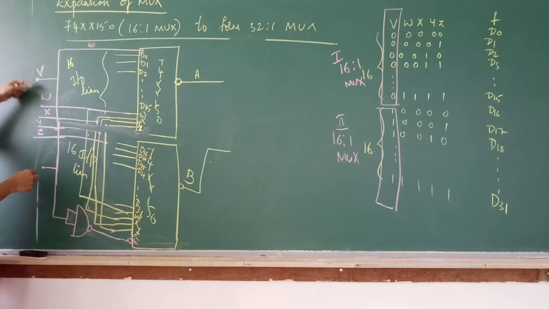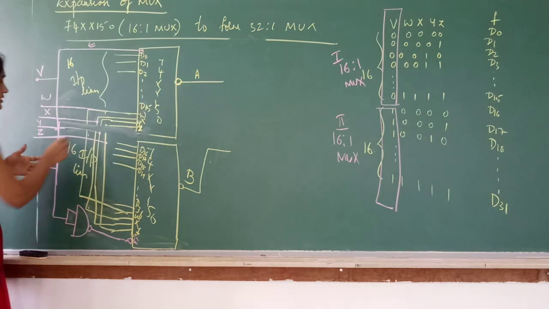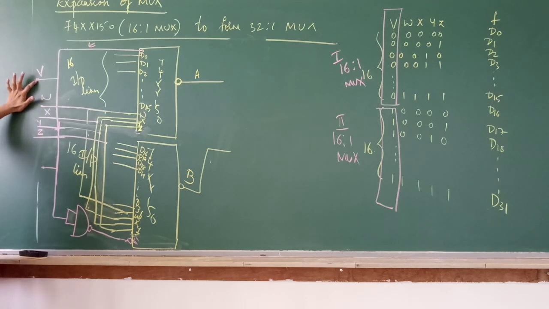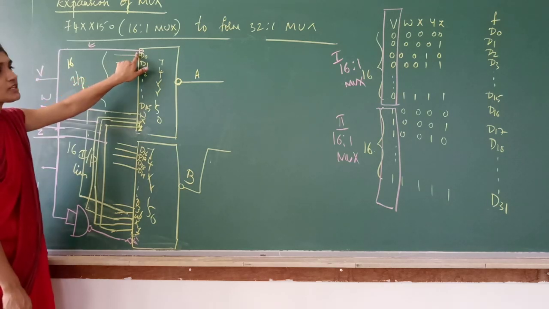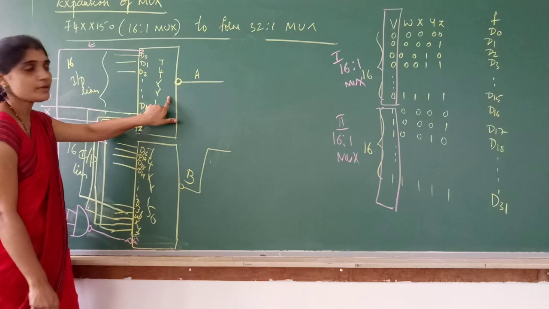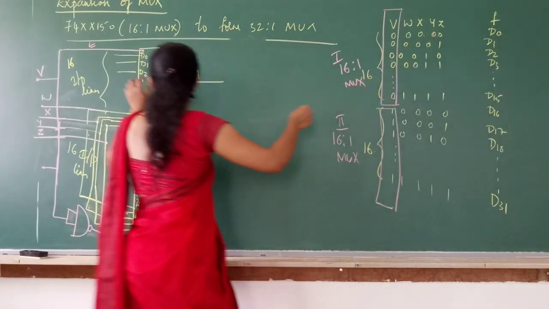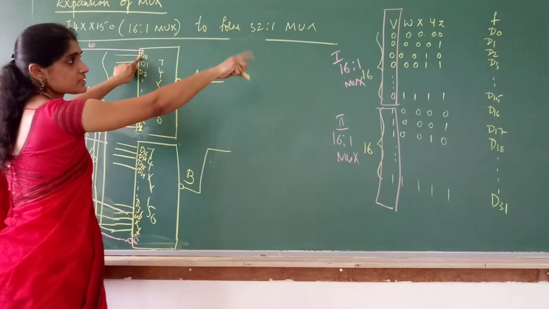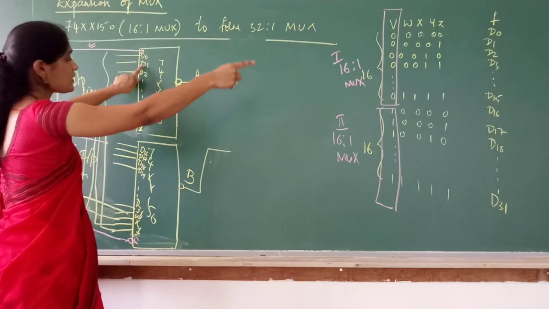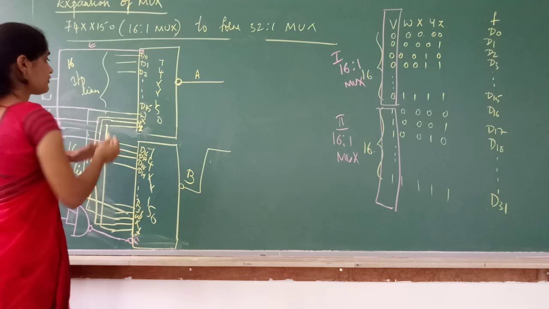V, W, X, Y, Z. Correct? Okay. So now when V is equal to 0, this enable input is taking 0. So the first mux will be on, and 0, 0, 0, 0, 0 gives D0 as output, 0, 0, 0, 1 gives D1, 0, 0, 1, 0 gives D2, like that till D15.